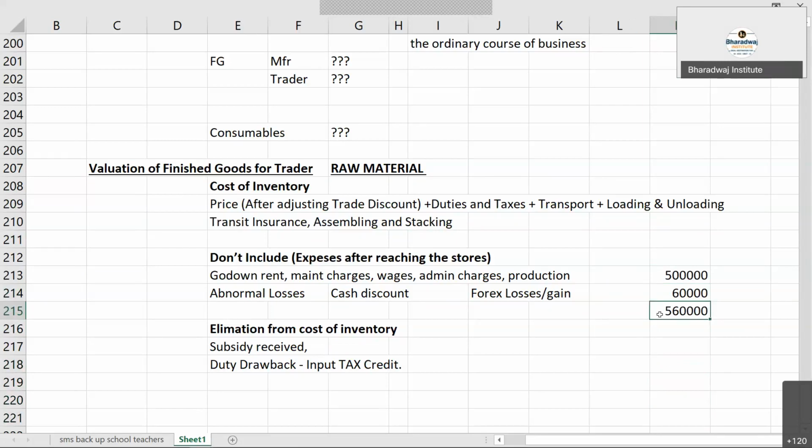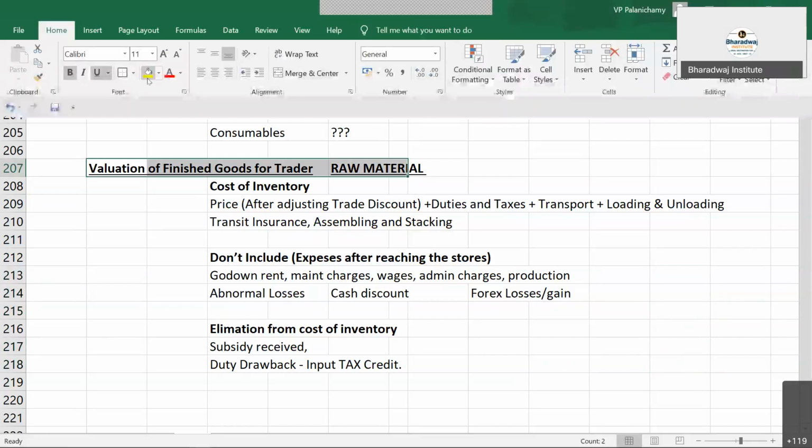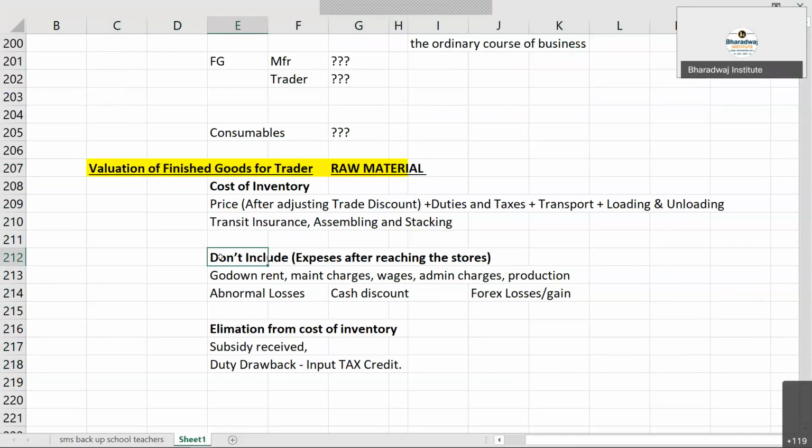See, for hotel business, input tax credit is not available. Suppose they purchase goods with GST, the cost of the goods is 5,60,000. If Bharadwaj Institute is purchasing a book or a textbook, those textbooks are exempted from GST. If we buy any goods and input tax credit is available, we can eliminate that from the cost of material. So please note this. This is the most important thing for valuation of inventory. So for valuation of finished goods for the trader or raw material for the manufacturer, we apply the same principle. Please note it.